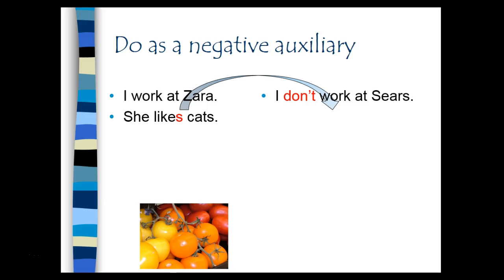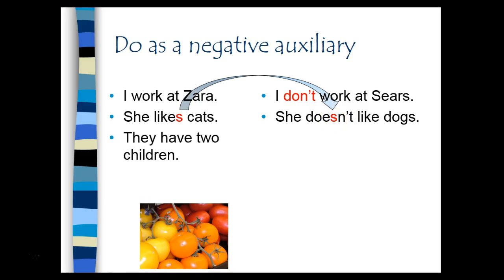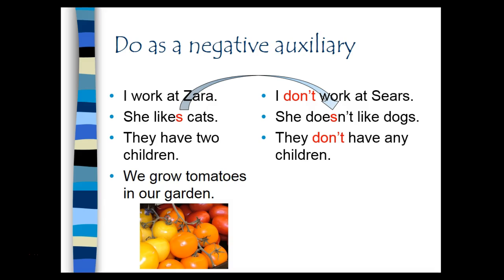She likes cats. Third person singular, I need an S on my verb, but when do becomes a negative auxiliary, the S moves to my auxiliary. She doesn't like dogs. We see here there is no S. It's because it's on my auxiliary. They have 2 children. They don't have any children. We grow tomatoes in our garden. We don't grow carrots in our garden.